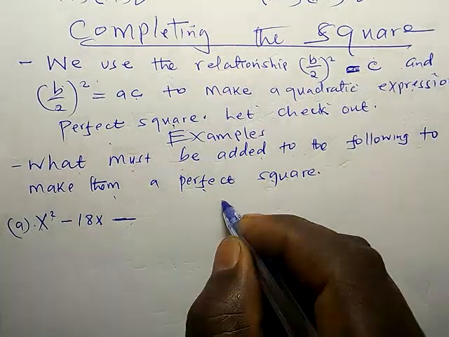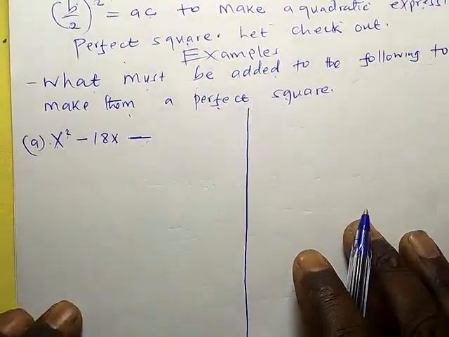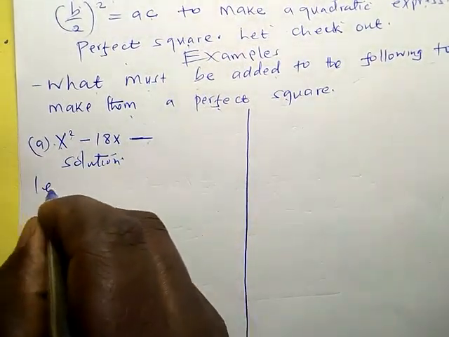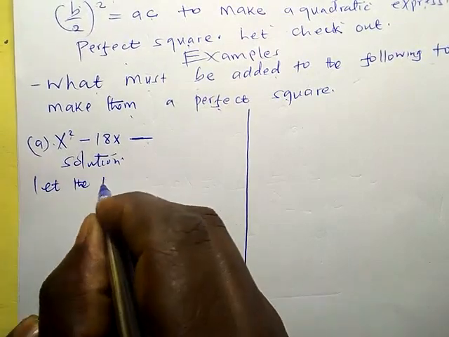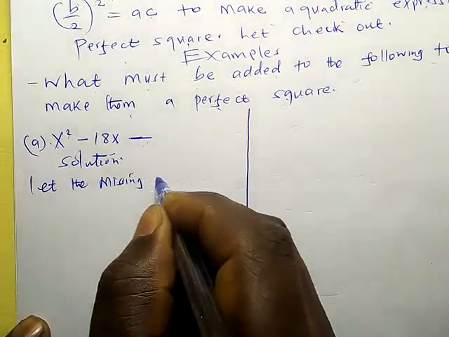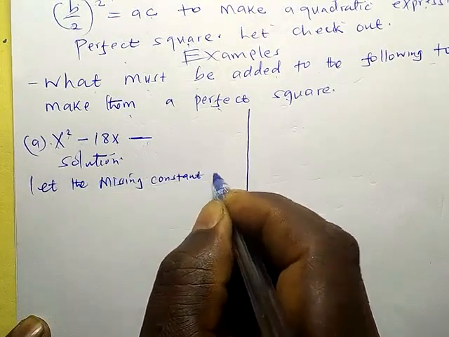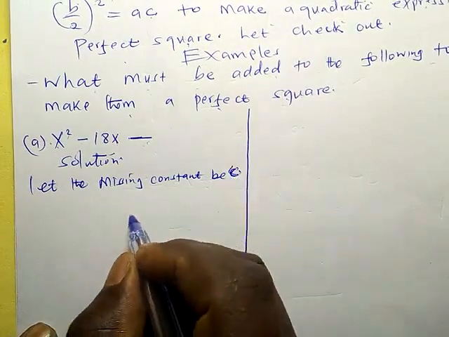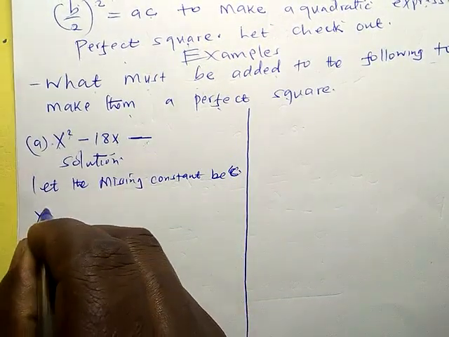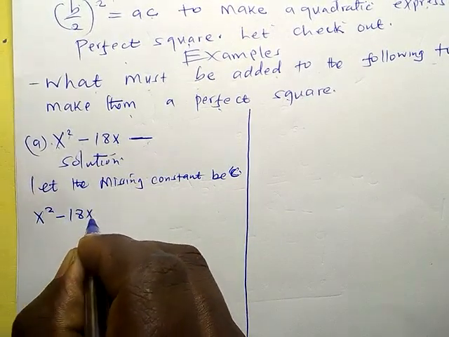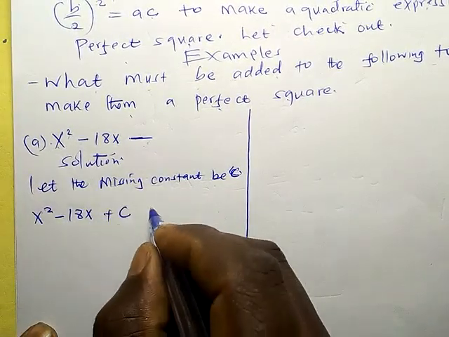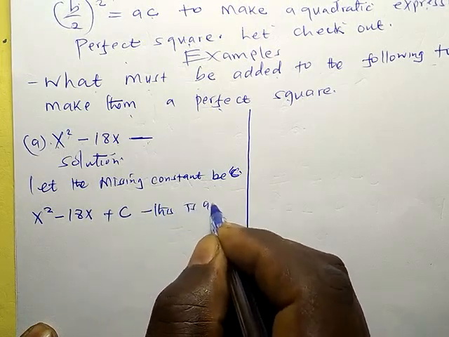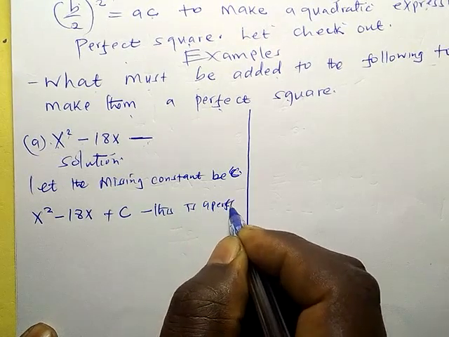So in our solution, let the missing constant be c. We call it c, right? So we can have now x squared minus 18x plus c. Now this is a perfect square.